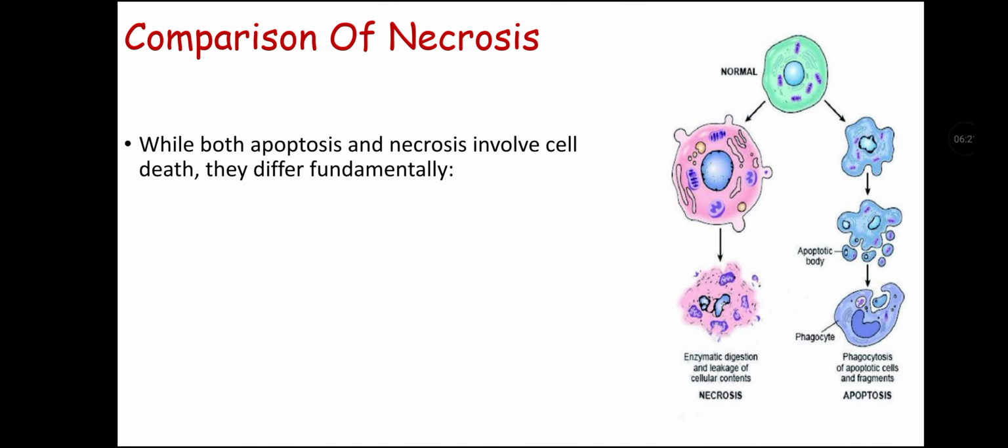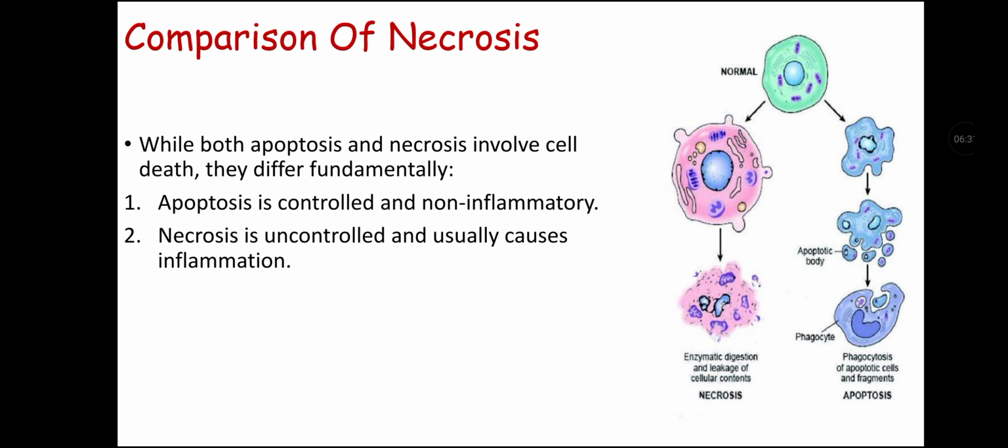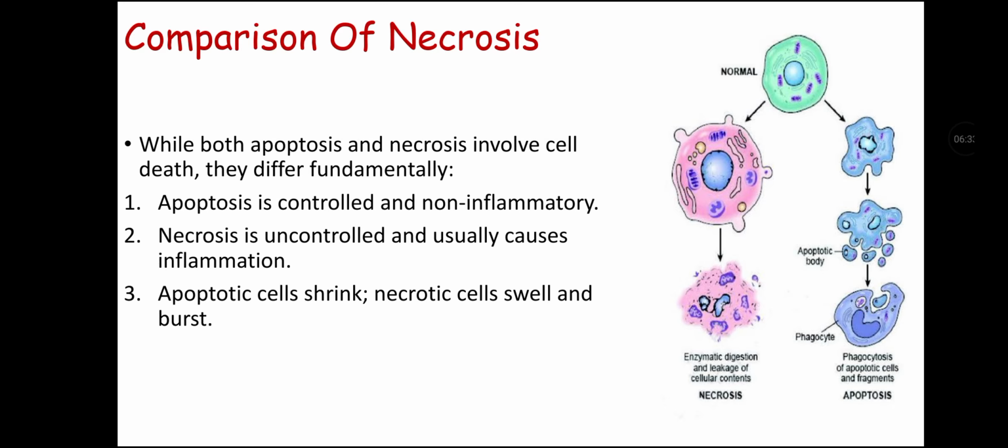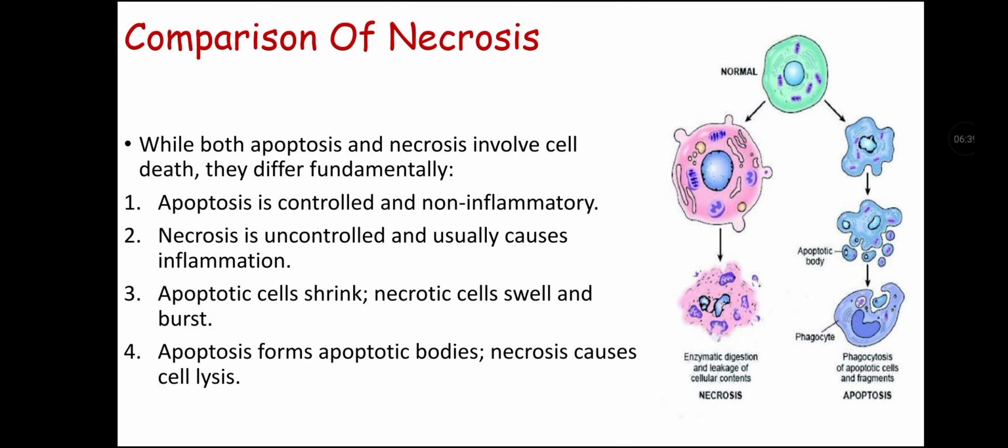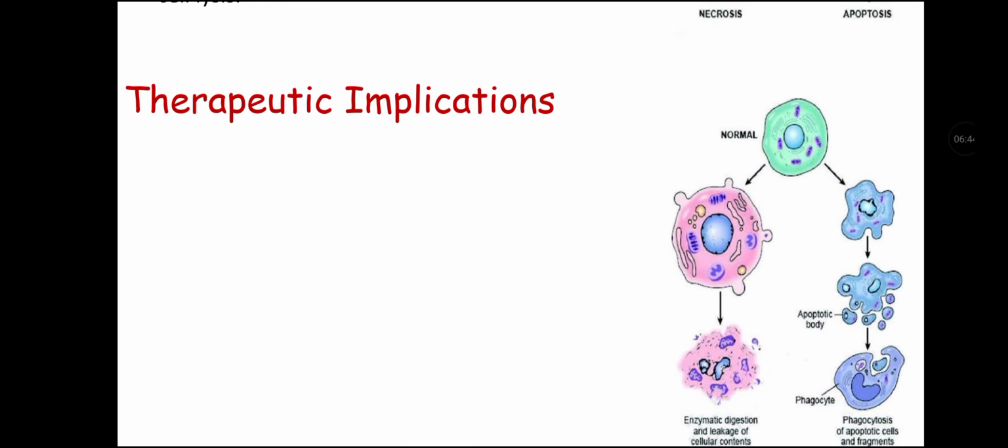Comparison with necrosis. While both apoptosis and necrosis involve cell death, they differ fundamentally. Apoptosis is controlled and non-inflammatory. Necrosis is uncontrolled and usually causes inflammation. Apoptotic cells shrink, necrotic cells swell and burst. Apoptosis forms apoptotic bodies, while necrosis causes cell lysis.